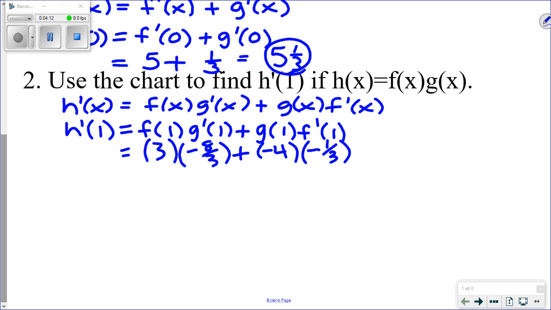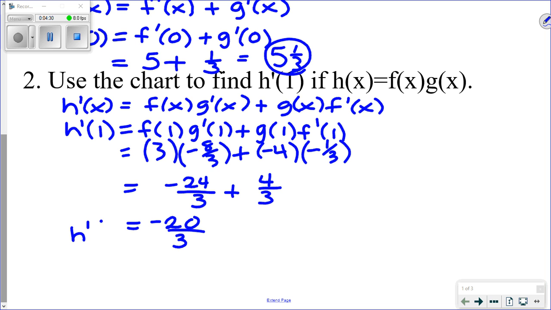Okay, so let's start by multiplying straight across. So we'll get -24 over 3 plus 4 over 3, and then we'll just add our numerators, and we'll get -20 over 3. And that would be our final answer. That would equal h prime of 1.